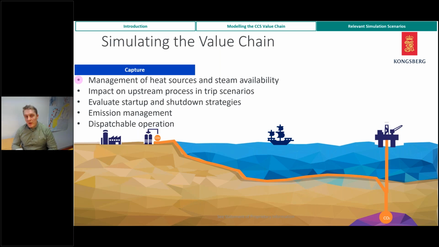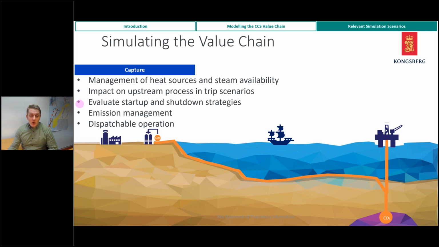And also, if you need to trip the CCS plant, what happens to the emission or the emitter, right? So that's the second bullet, the impact on the emission process due to any unforeseen event in the capture process. Startup and shutdown strategies. This is something that we often look into as sort of the gold standard of dynamic simulations, typically why one wants to do them in the first place.